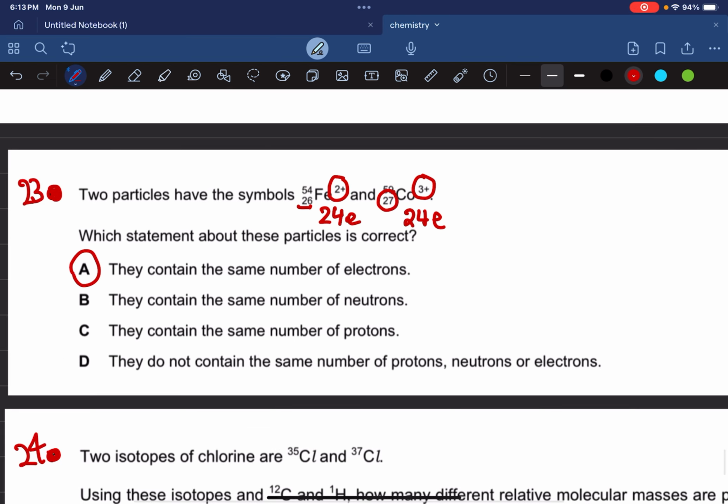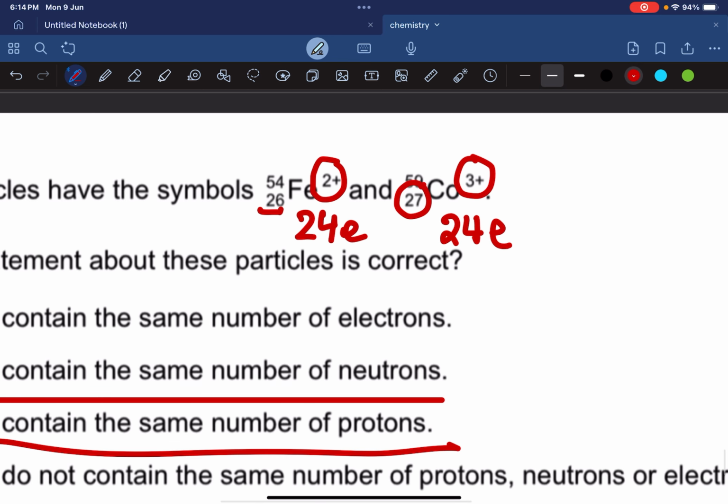That's correct. Okay, they contain the same number of neutrons. That's incorrect. Just try to subtract and find. They're going to be incorrect. They contain the same number of protons. That's completely incorrect. One contains 26 protons, the other contains 27 protons.